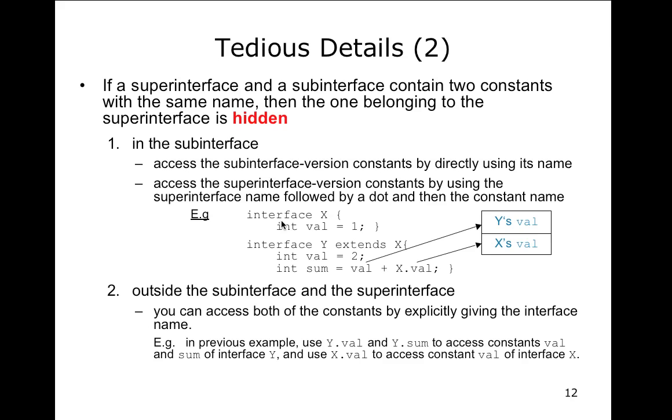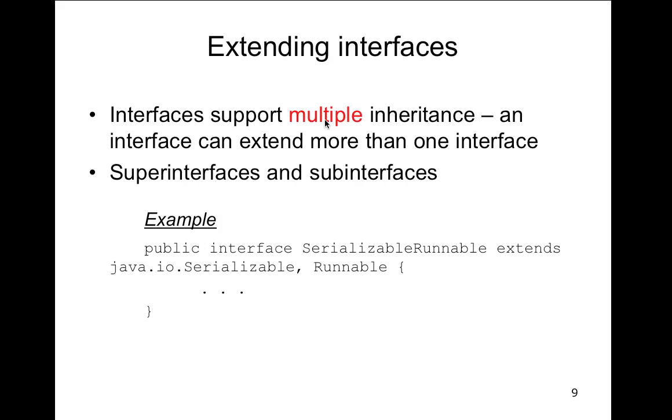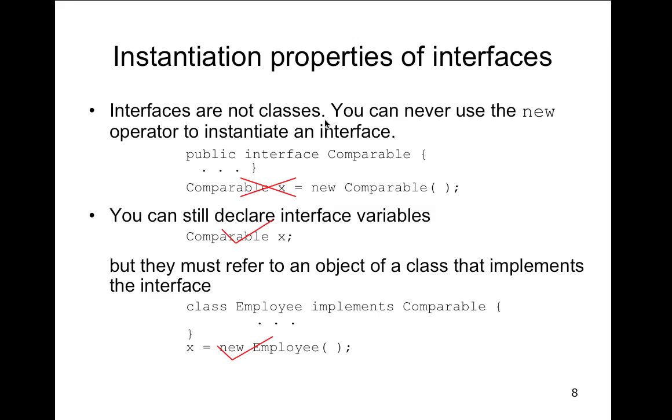And if the superinterface and the subinterface contain two constants with the same name, then the one belonging to the superinterface is hidden, and we just have the subinterface. Because super is above, sub is below. Is it extends or implements? It is implements. We extend classes, we implement interfaces.